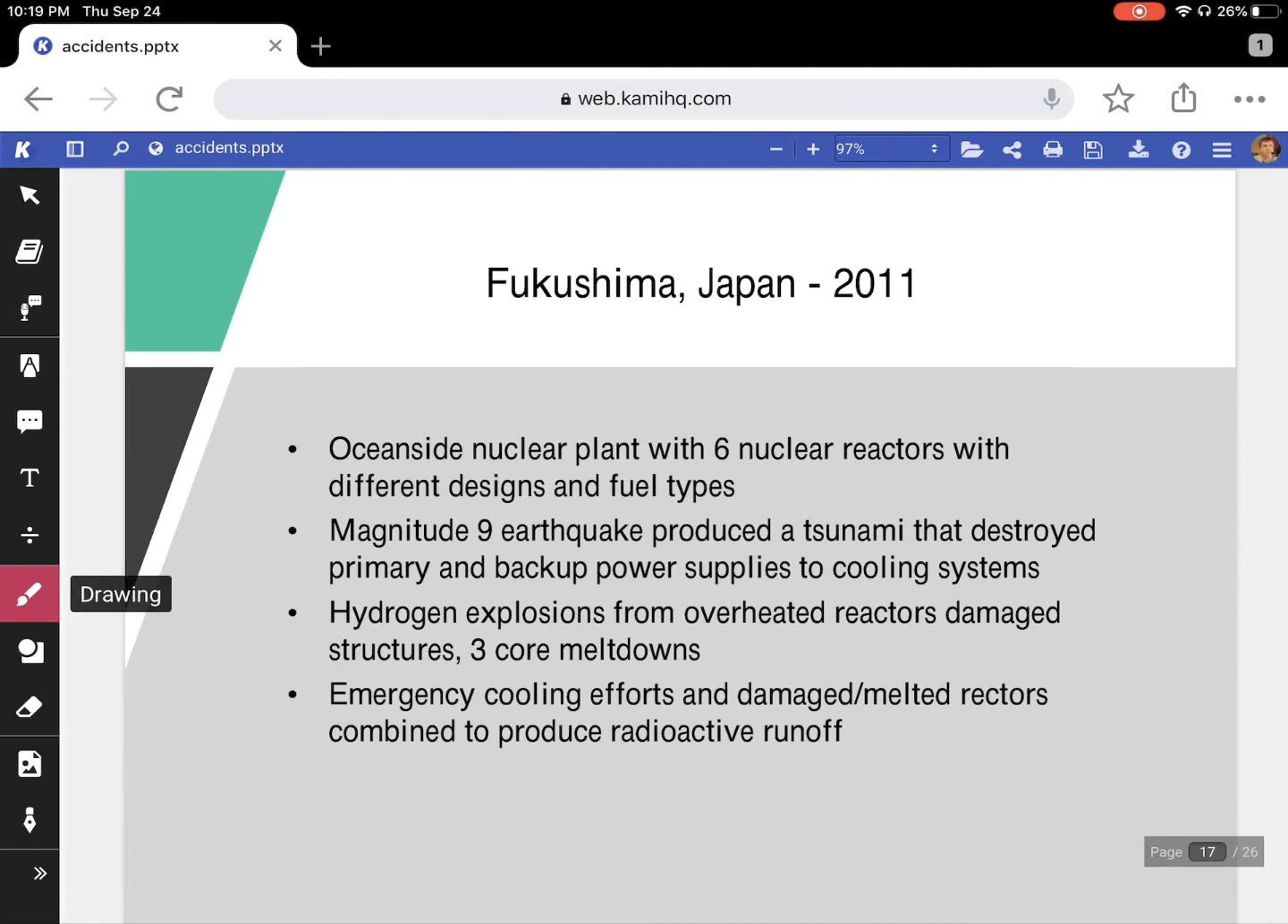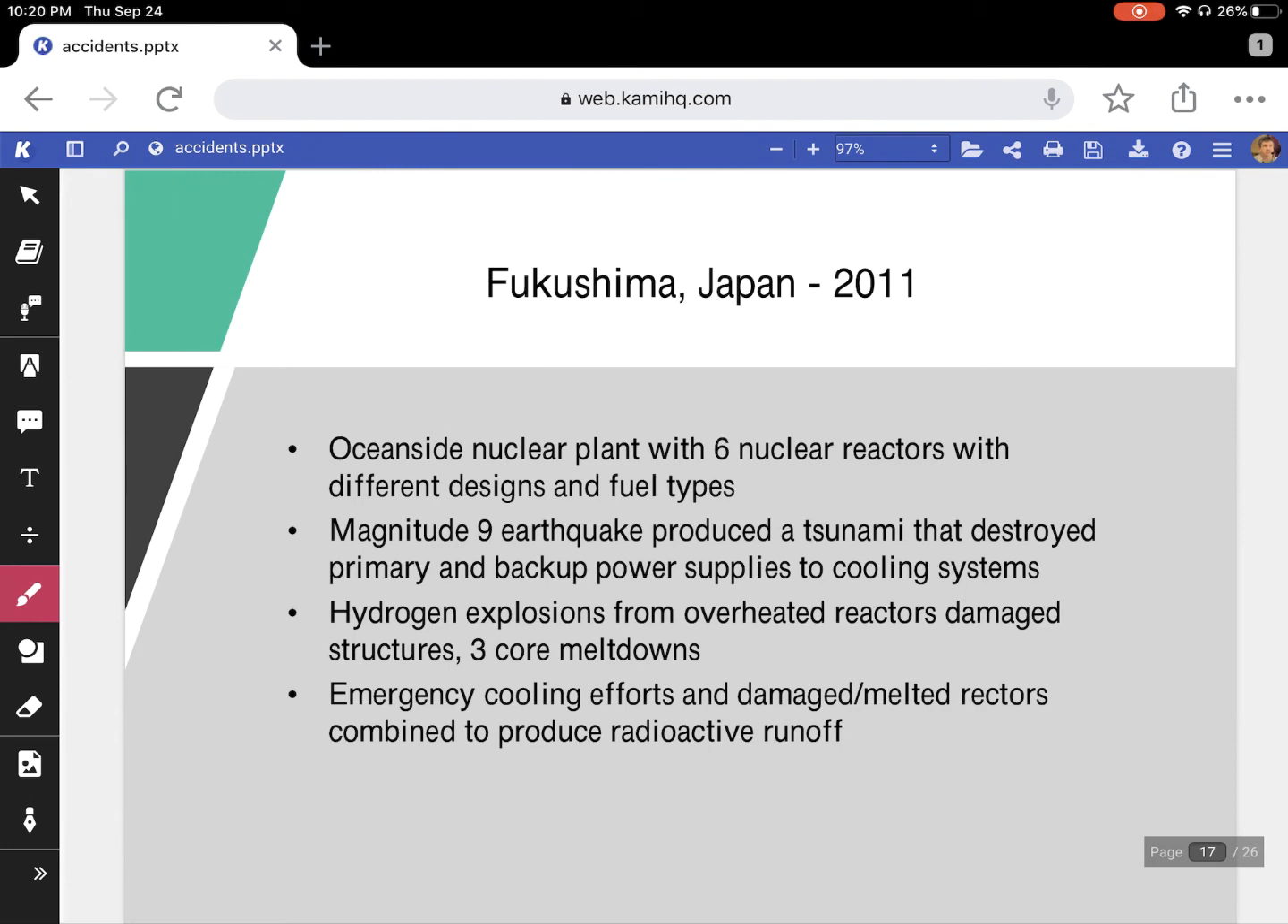Produced a tsunami. So the earthquake was under the ocean. The ocean floor lifts up, it moves the water and produces a giant surge of water that pushes on shore. That tsunami destroyed the primary and backup power systems. The reactors overheated. Again, the radiation interacting with the water produces hydrogen that ignites. You had 3 core meltdowns. You had explosions of unused fuel that was being stored there.